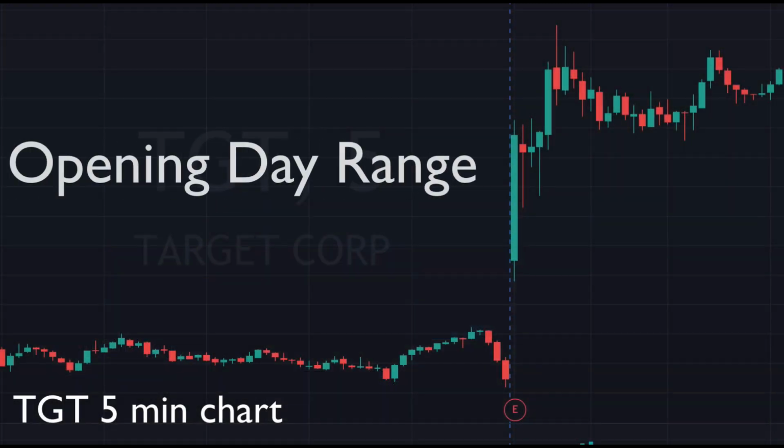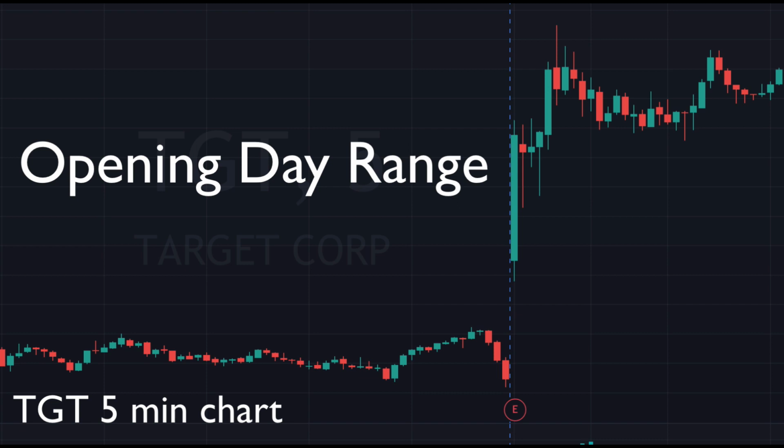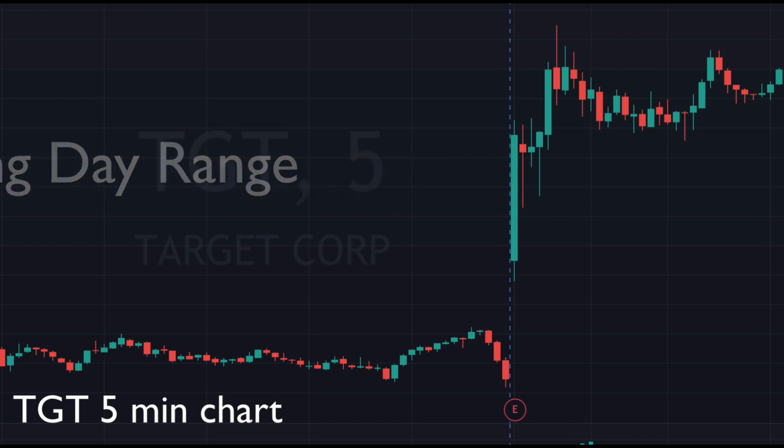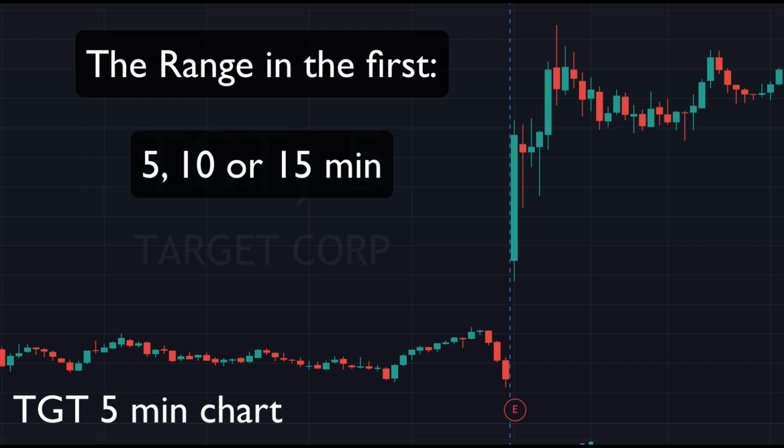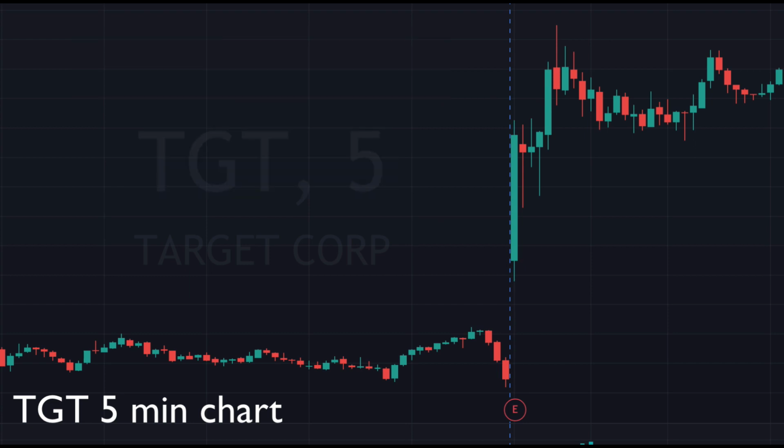The setup is called opening day range because a trader is looking at the range the stock makes in the first 5, 10, or 15 minutes of the market open. The opening range is traded pretty much the exact same way as a typical channel. You're looking for the confirmation of the breakout or breakdown of the opening range, then you want that trend to continue. This can be very powerful with gappers.